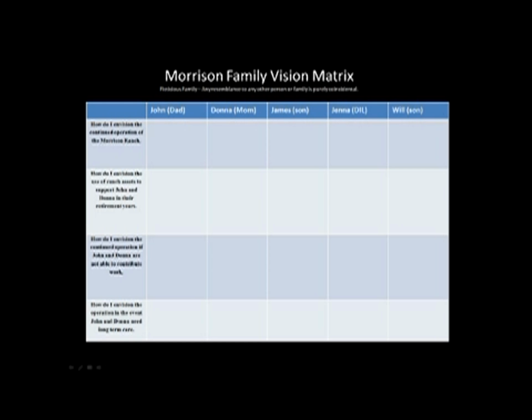So let's just take a look at this family, and of course any resemblance to any other person or family is coincidental. This is a fictitious family. So let's just say that we perform this, and now we want to look at what everybody did. So how do you envision the continued operation? Well, Dad wants to get the debt paid down, maybe some expansion. Mom says that John and James will work together, each having specific responsibilities.